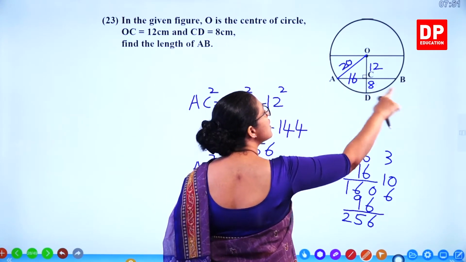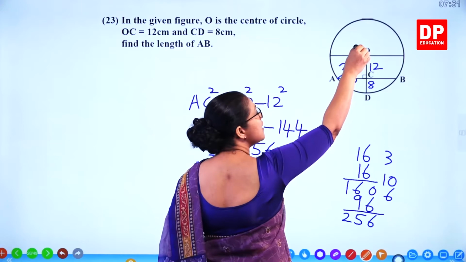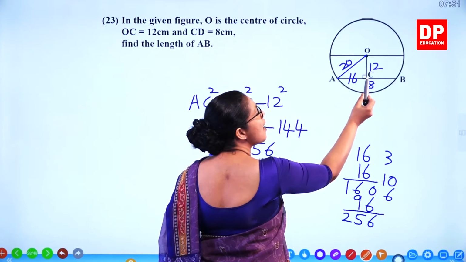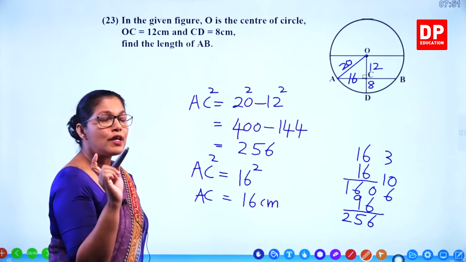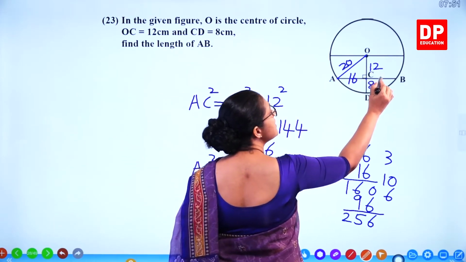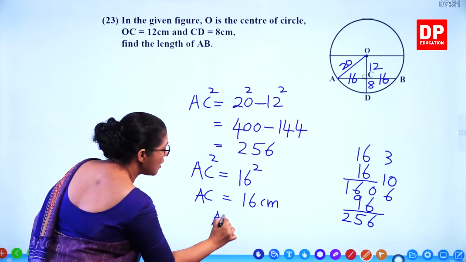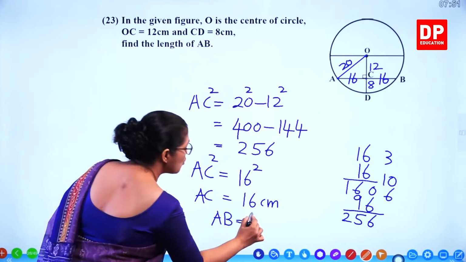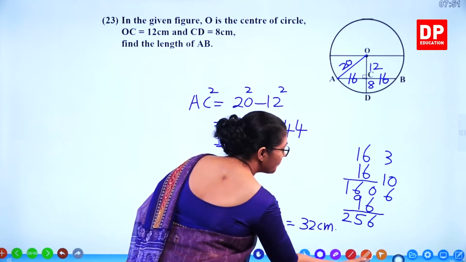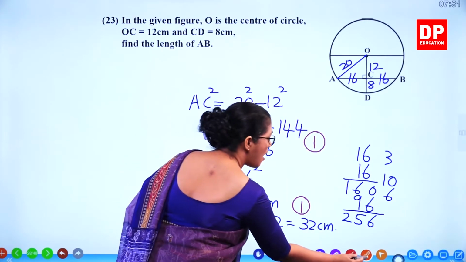What do you know about AC and CB? When you draw a perpendicular line from center, then this becomes the midpoint. C is the midpoint of the chord. So what is the AB length? Double of this one. So 16 and 16 here. So you can straight away write down AB length is equal to 16 times 2. That's 32 centimeters. So you get 2 marks for that. 1 mark for the answer and 1 mark for the method.